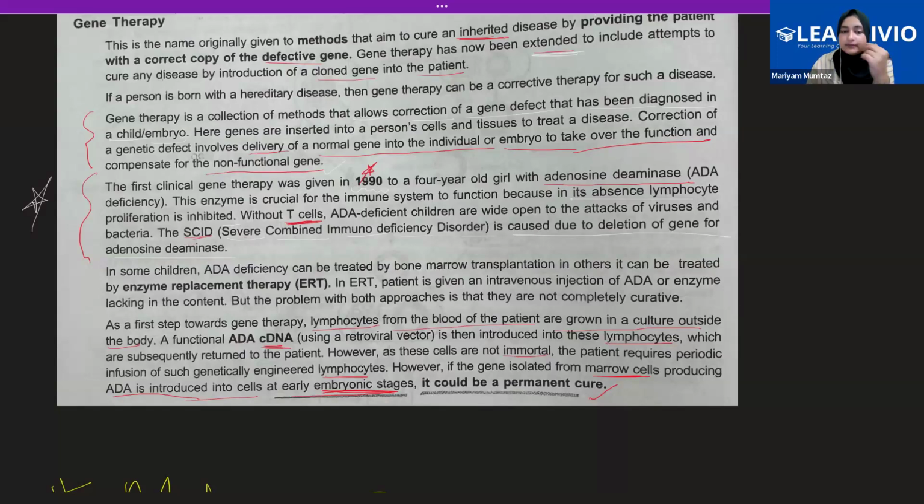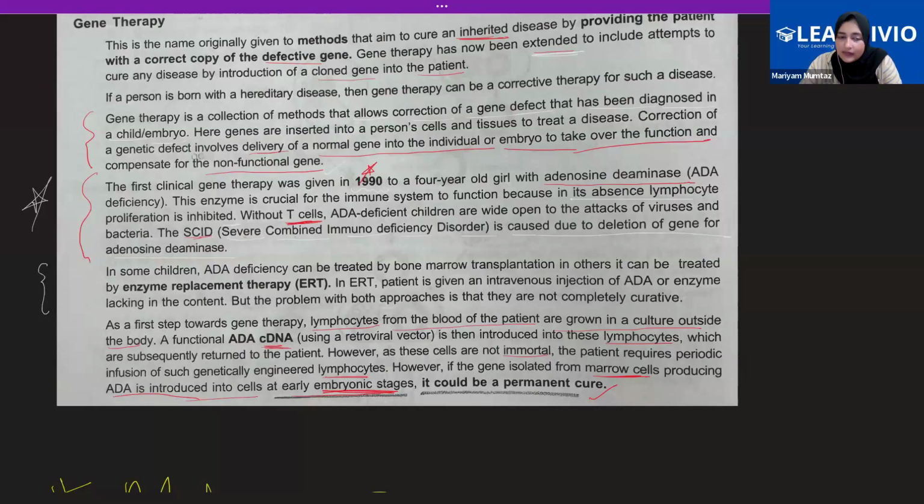It can also be treated by enzyme replacement therapy, where the patient is given the enzyme intravenously. These are the methods of conventional treatment. First, bone marrow transplant can be done. Enzyme therapy can be done. But these are not completely curative, meaning they have to be periodically done. A person has to constantly go to the doctor to get this done.